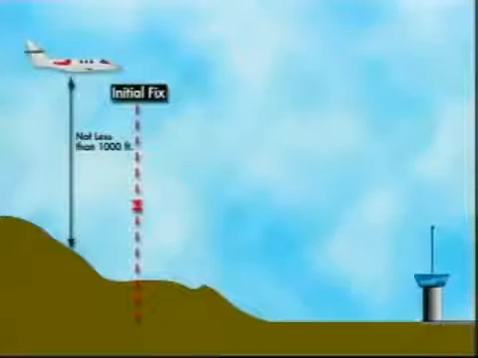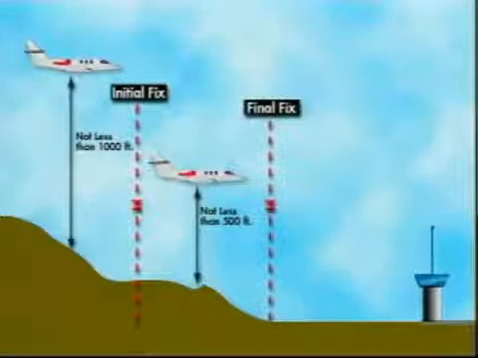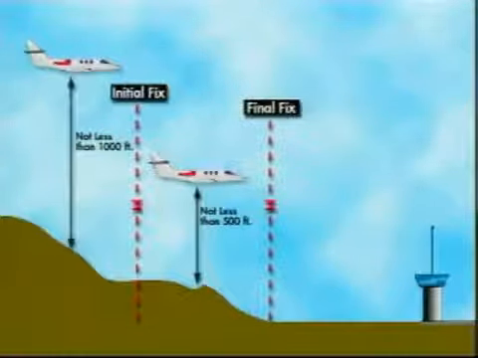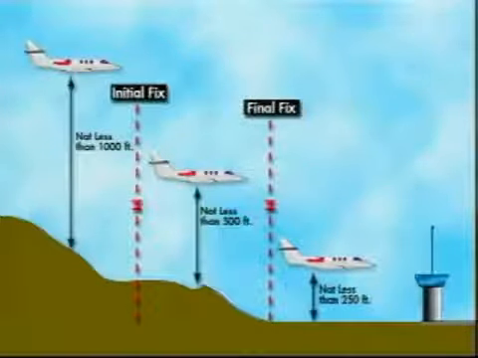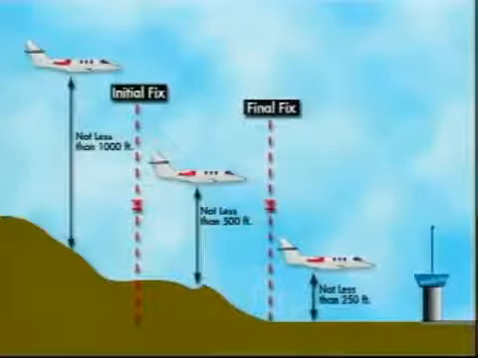You should not see radar altitudes less than 1,000 feet while on an instrument approach prior to the initial fix. And you should never see radar altitudes of less than 500 feet between the initial fix and the final approach fix. You should never see less than 250 feet past the final approach fix, unless you are on an approach with lower minimums or until going visual.